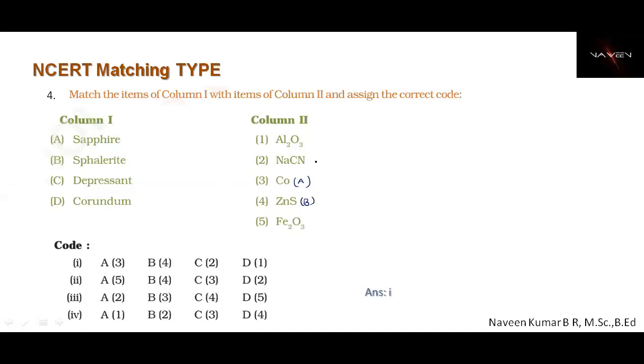Depressant, we know that sodium cyanide is used as a depressant for concentration of a mixture of sulfide ores. Corundum or alumina is Al2O3. And the correct match is A is matched with 3, B is matched with 4, depressant is sodium cyanide NaCN, corundum is Al2O3. So hence the correct match is given in the code, so 1.